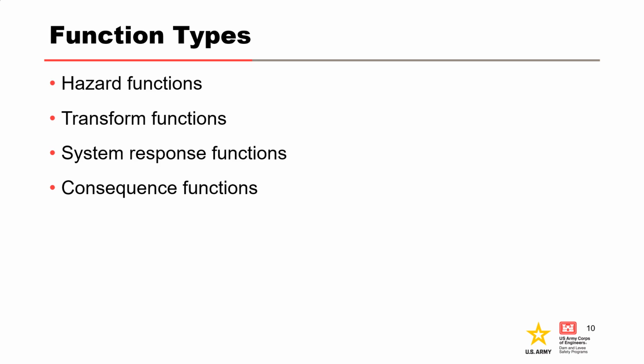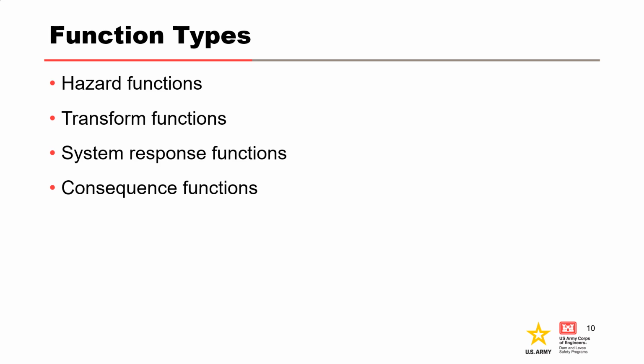Transform functions are used to transform or convert the hazard levels from one type of a function to another. An example would be converting a peak flow frequency function into a stage frequency function using a flow to stage rating curve. System response functions describe the conditional probability of failure for various hazard levels for potential failure modes. And finally, consequence functions describe the consequences of failure or non-failure for various hazard levels.